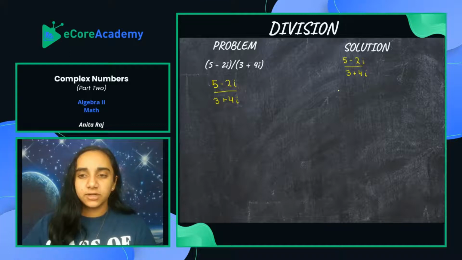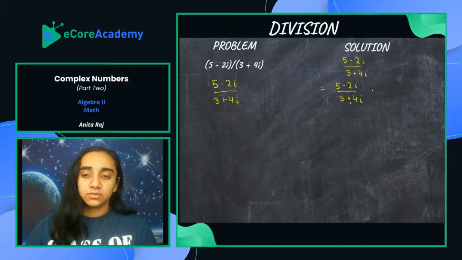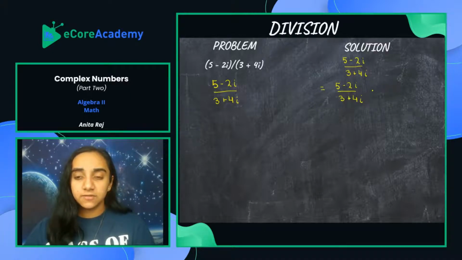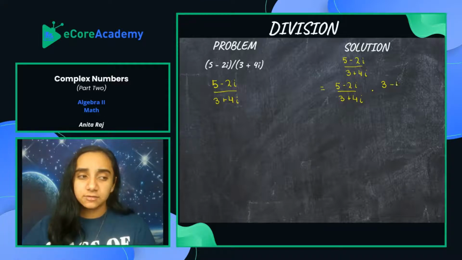The first step we're going to take, because this has a denominator, is to rewrite the original problem: 5 minus 2i over 3 plus 4i. And we are going to multiply this times the complex conjugate of the denominator. So we're going to multiply 5 minus 2i divided by 3 plus 4i times 3 minus 4i over 3 minus 4i.